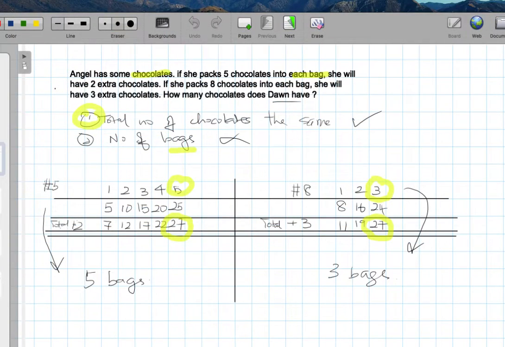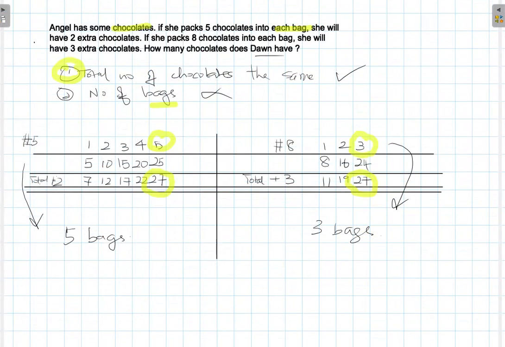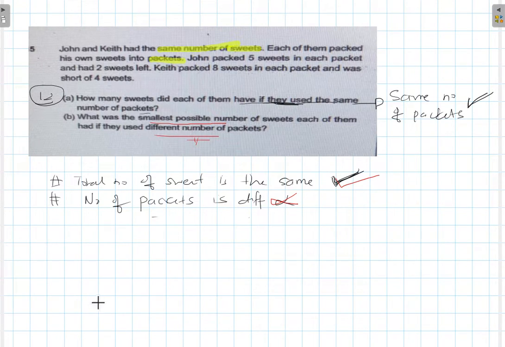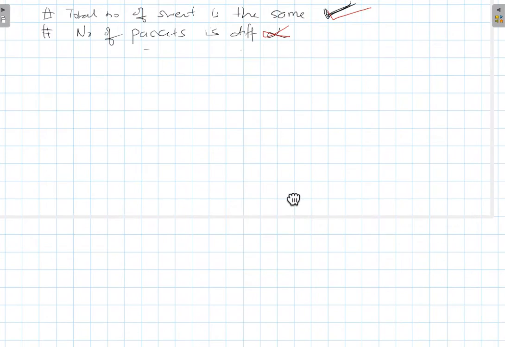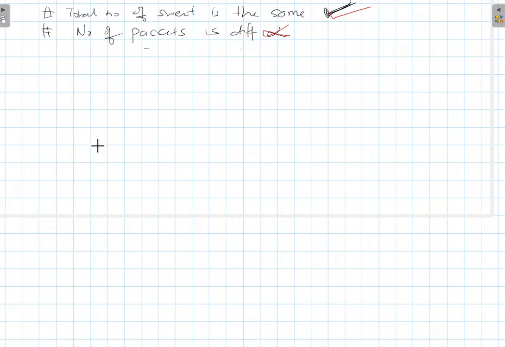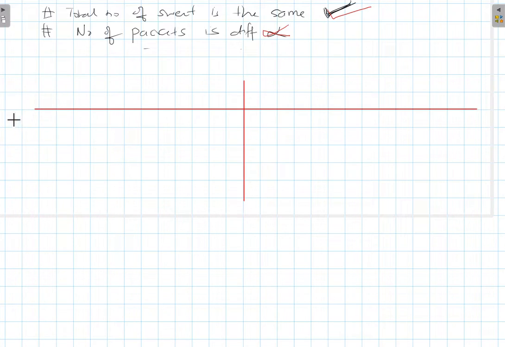This method whereby I have to find the multiples of 5, and then I also find the multiples of 8 until they give me the total number of chocolates the same. In this case, it's sweets. Okay, so just push this out a little bit, and I have to start my table here. Just draw a line. So this is 5 now, this for 5, and then this for 8.